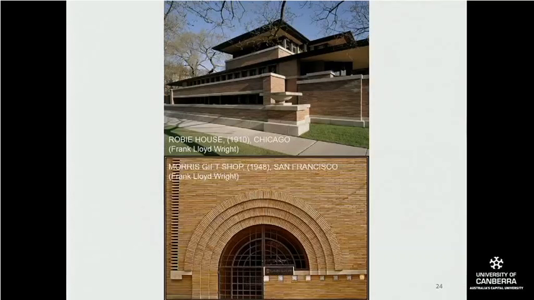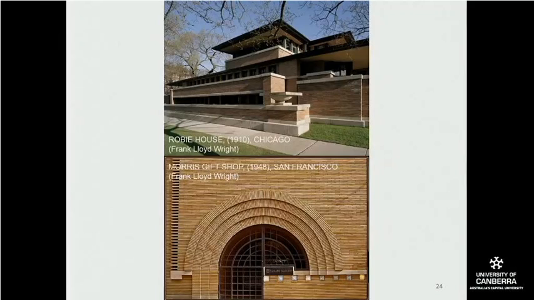Bricks have been used for lots of interesting architecture over time. In the modern period, one of the most famous exponents of brick was the American architect Frank Lloyd Wright, who worked out of Chicago. He had a big office there, and he designed a lot of brick buildings.